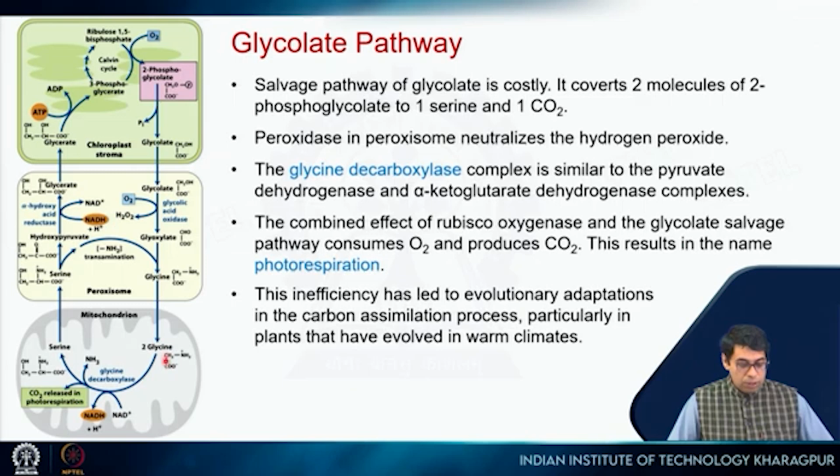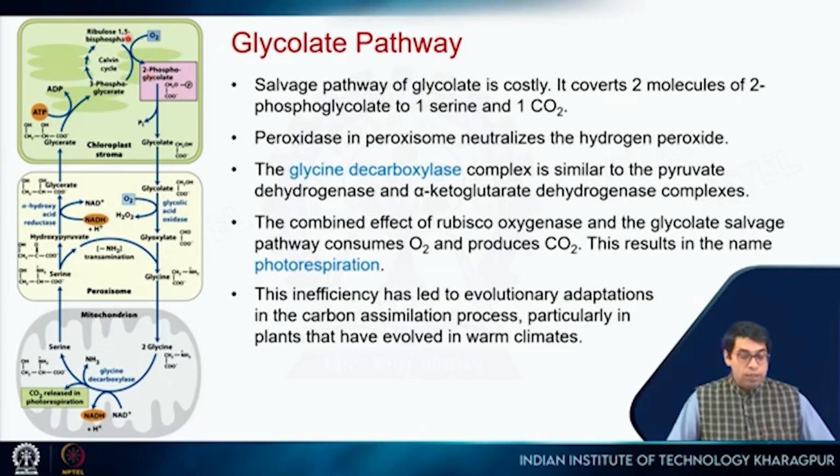So, you see there are 2 carbons. So, 2 glycine means 4 carbons. Those 4 carbons are converted to serine. So, you have 1, 2, 3 carbons and the remaining carbon goes out as carbon dioxide. Okay. So, that is why this is called photorespiration. What happens in respiration? We consume oxygen and release carbon dioxide.